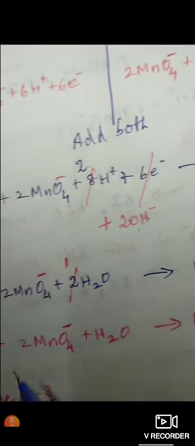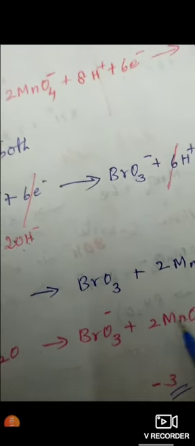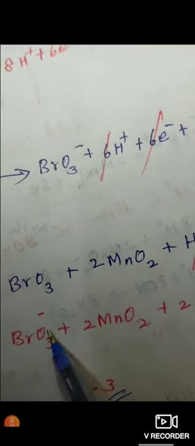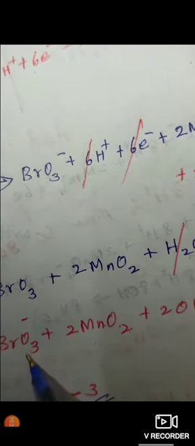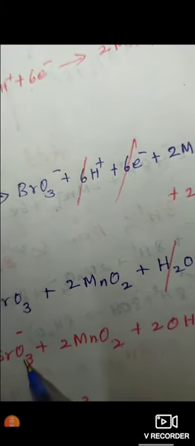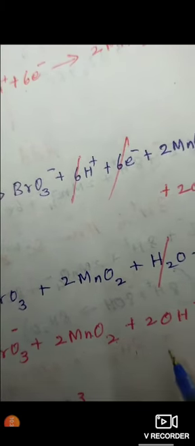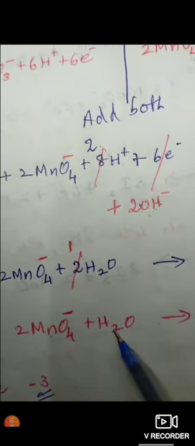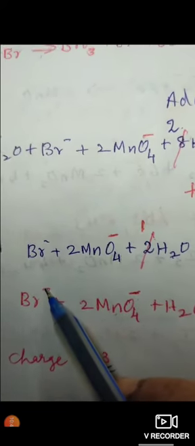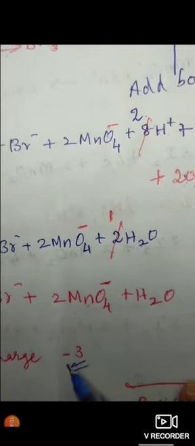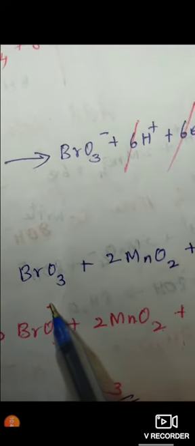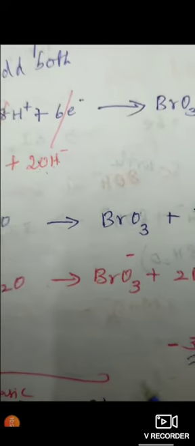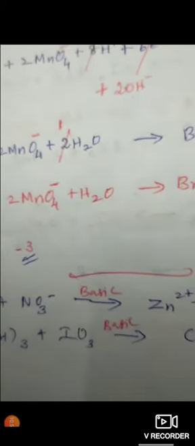Br, 2Mn, 2Mn. Oxygen: 9 here, oxygen 9, 7 plus 4 plus 3, 7 plus 2. Hydrogen 2, here also hydrogen 2. Okay, what is the charge? Here it is minus, here 2 minus, so minus 3. Here what is the charge? Minus and 2 minus, minus 3. Charge is also balanced.